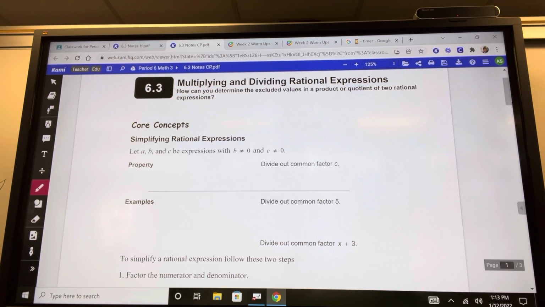This chapter or this section looks at both multiplying and dividing. I'm going to split that up into 2 days. We're going to multiply today, divide tomorrow.